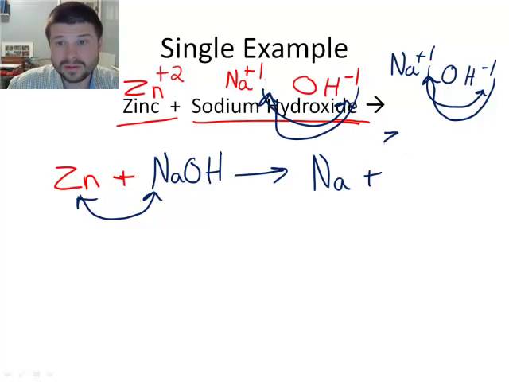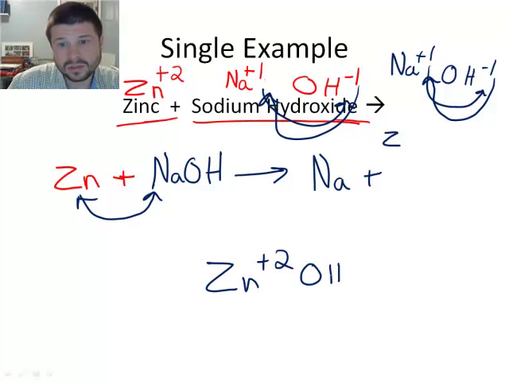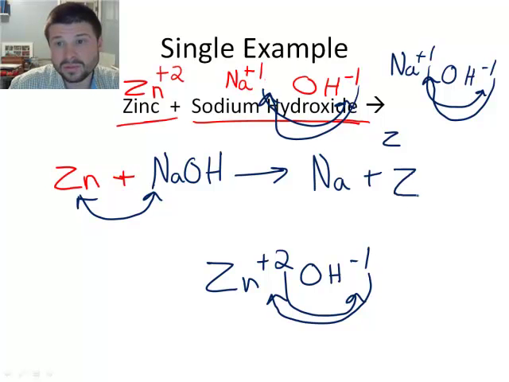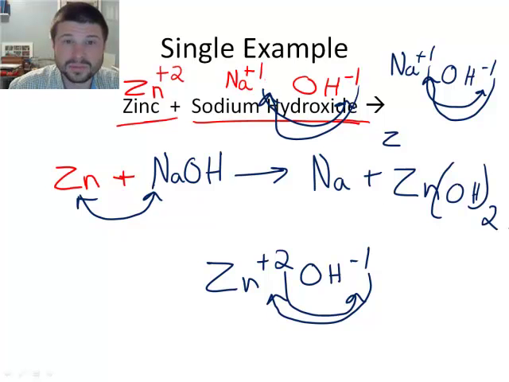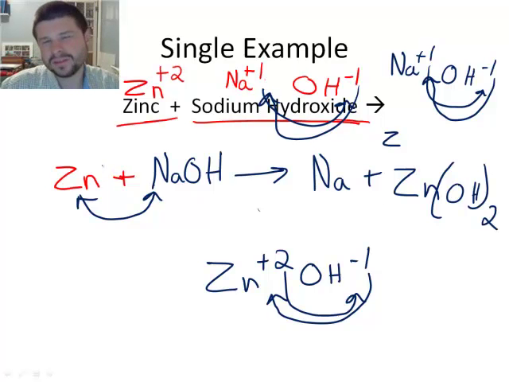And remember, from up here, zinc 2+ and OH 1-. I have to write that correctly. So my 2 would go down there, my 1 would go down here, that would be zinc. And then since I have 2 of the hydroxides, this 2 right here went down with the hydroxide, I would have to put parentheses around my OH and put a 2 outside of it. Okay, so that's my complete formula for my equation. Zinc plus sodium hydroxide gives me sodium and zinc hydroxide. All right, so that's the single displacement.